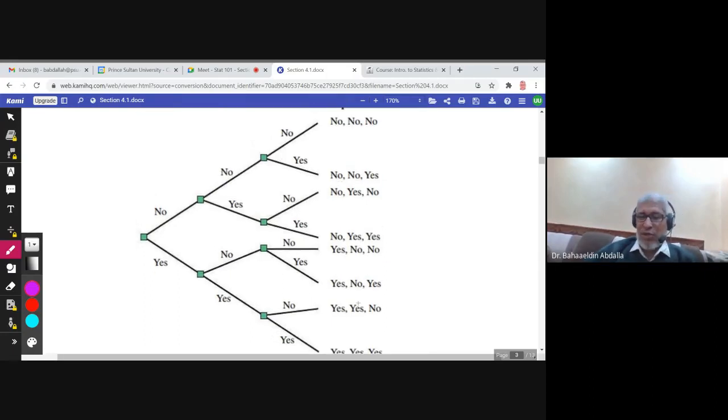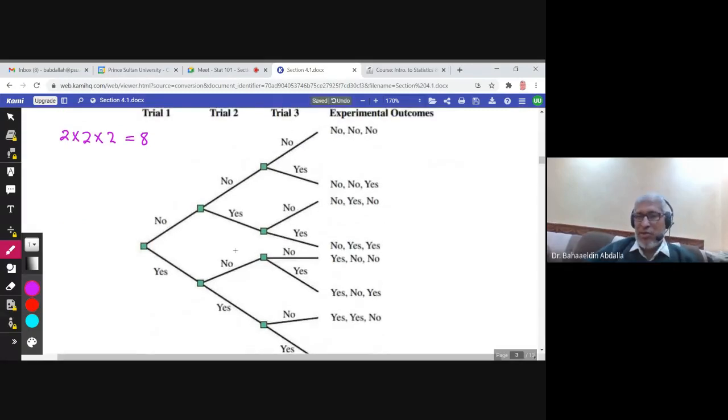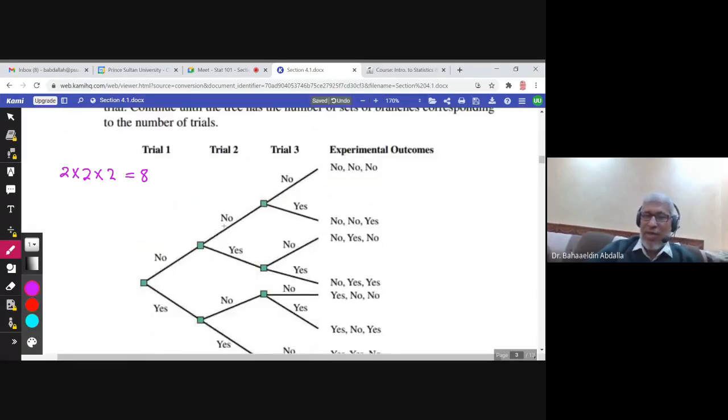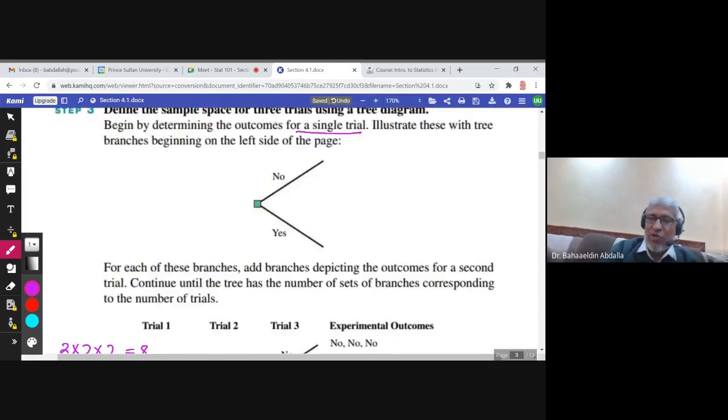How many possibilities are there? There are 2 for the first person, 2 for the second person, 2 for the third person. So there are 8 outcomes in this experiment, and one single outcome would be, for example, no, no, yes. This would be a single outcome for the 3 trials, for this experiment, when we do 3 trials.